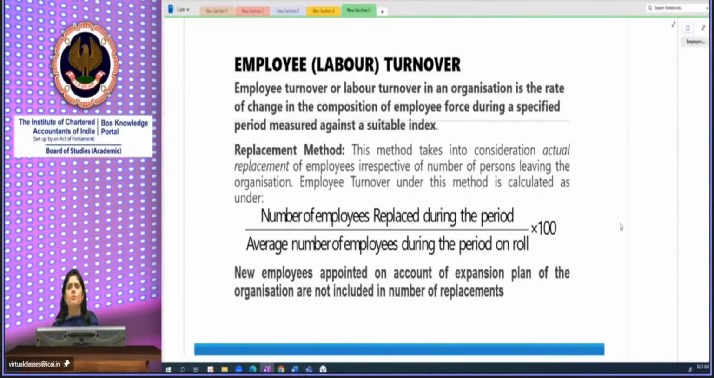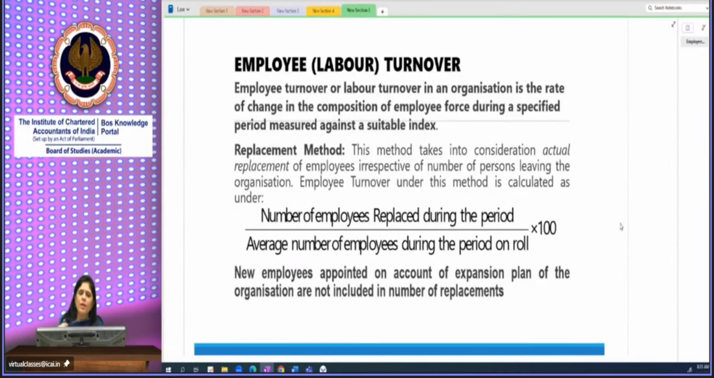You will lose production because that new person has to understand the work. And then you have to give the new person training also. That also carries a cost. So there are many costs which the organization has to bear because of employee turnover. Higher the employee turnover, it's very unfavorable to any organization, because it increases the cost to a greater extent.